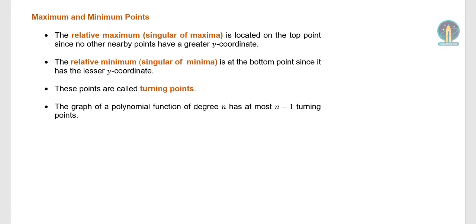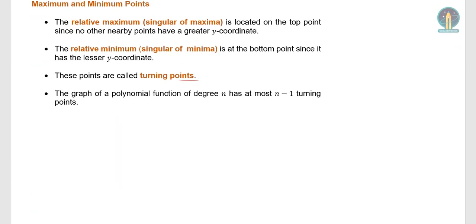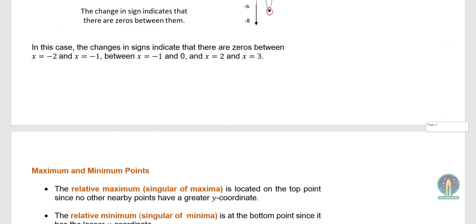Determining maximum and minimum points. The relative maximum is located on the top point since no other nearby points have a greater y-coordinate. The relative minimum is at the bottom point since it has lesser y-coordinates. These points are called turning points on the graph, and the graph of a polynomial function of degree n has at most n minus 1 turning points.